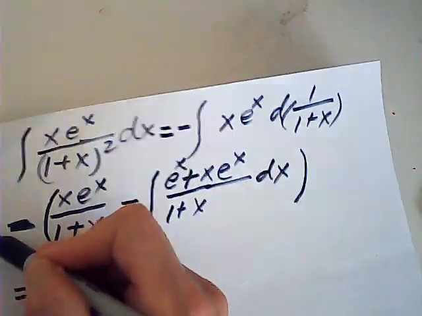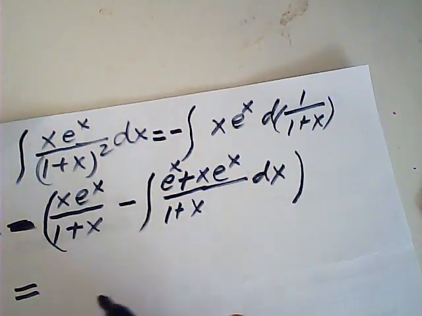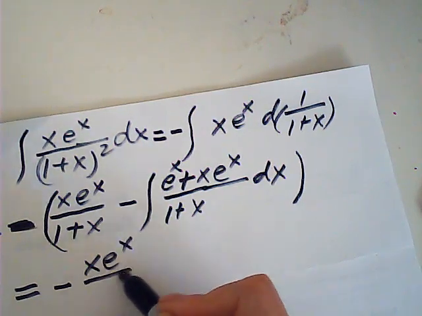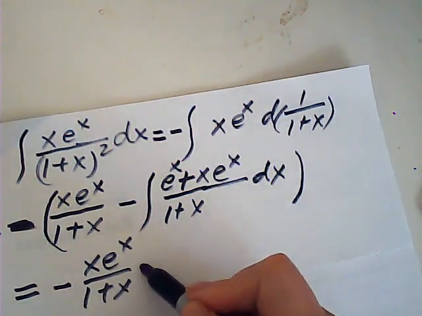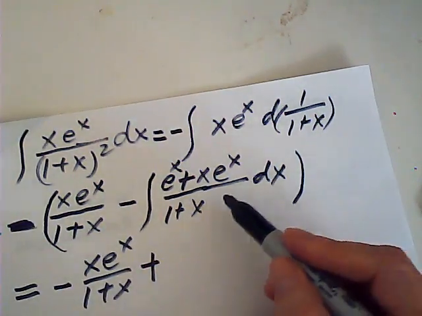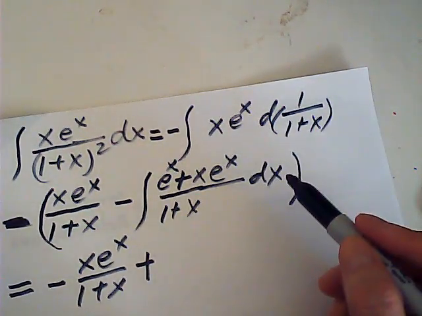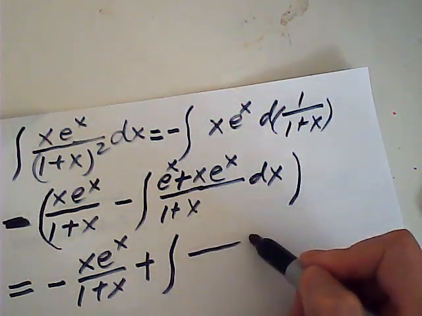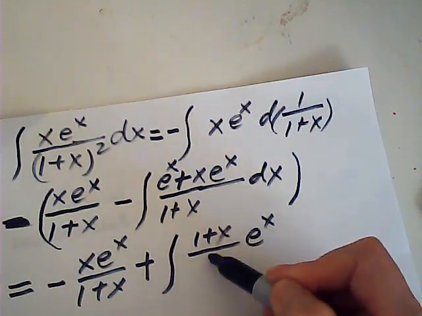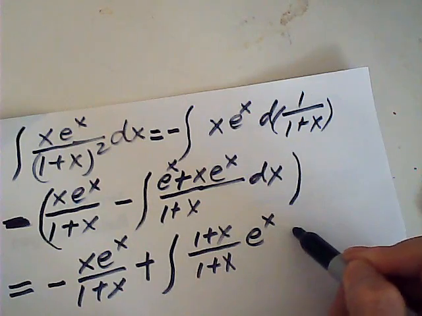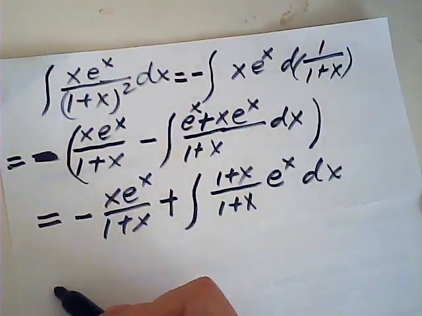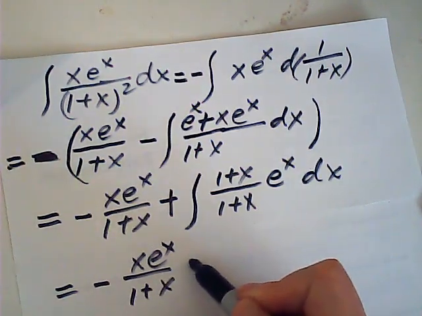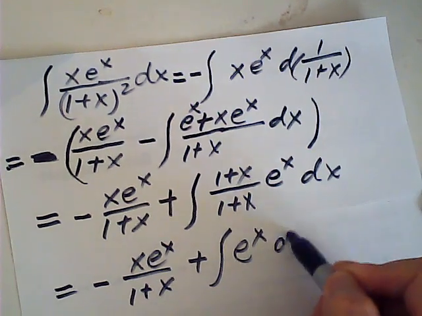Then this is equal to negative, also negative, x e to the x over (1 plus x), plus, negative and plus. Now this becomes e to the x times (1 plus x) over (1 plus x) dx. So after canceling this one, it becomes the integral of e to the x.